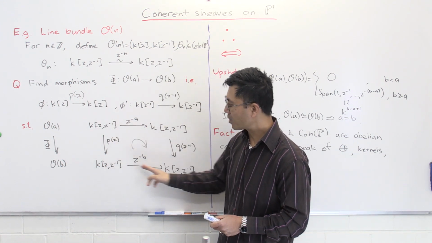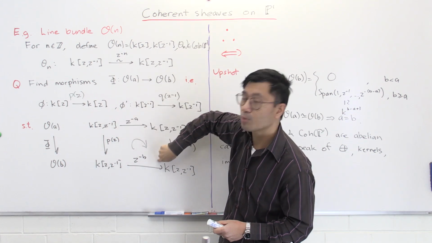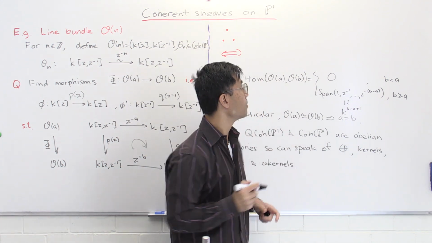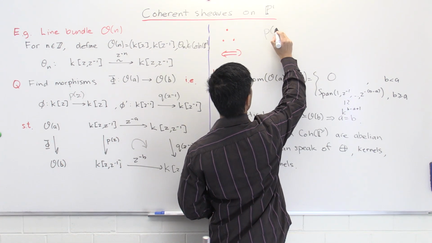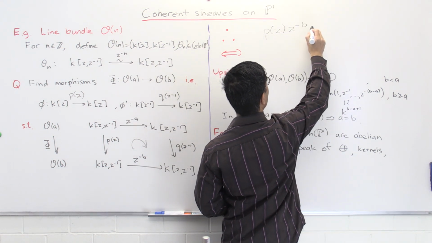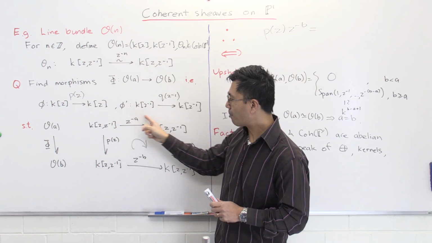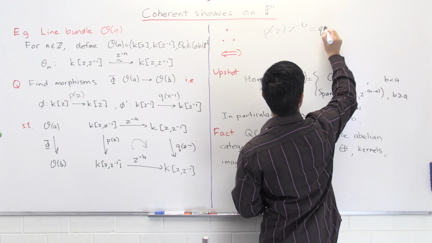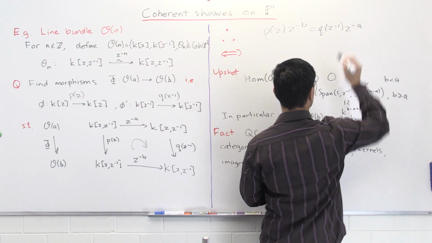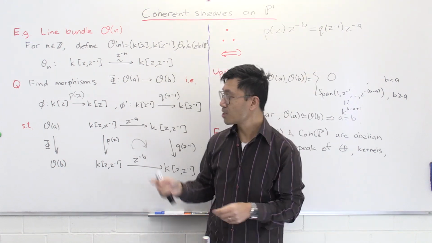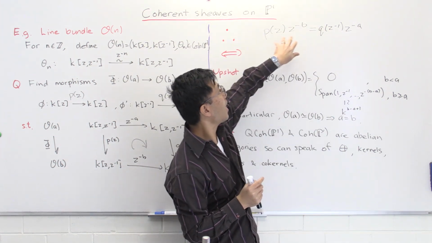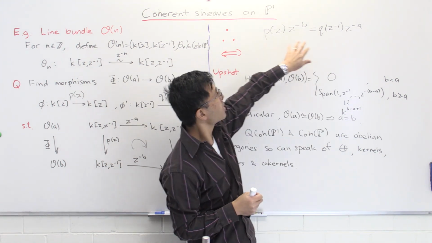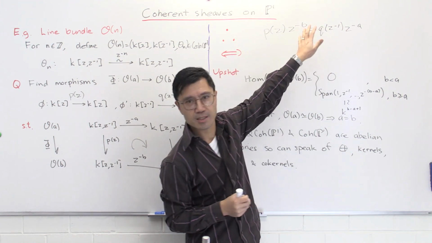So let's go around and see what this map is. Here you multiply by P(Z), and here you multiply by Z to the minus B. So at the end of the day, what you've multiplied by is P(Z) times Z to the minus B. And that's the same as multiplying by going around this way. Here you've got Z to the minus A, Q(Z inverse). So of course, if those two multiplications are the same, it means that these two elements of K[Z, Z inverse], these two Laurent polynomials, are the same. Okay, so let's try to solve this.